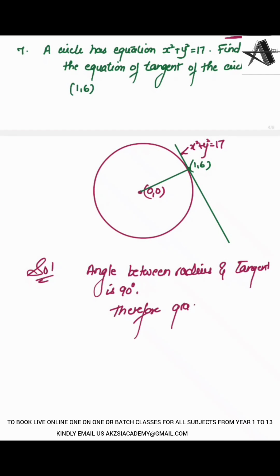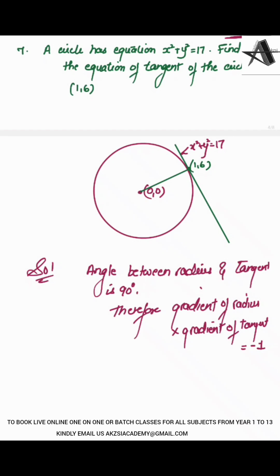I'm just writing, you need not write everything in the main exam, but I'm just writing all of this stuff to make it clear to you how I am solving this question. So therefore, gradient of radius multiplied by gradient of tangent should be equal to -1. Simple. If two lines are perpendicular, that means multiplication of their gradient should be equal to -1.